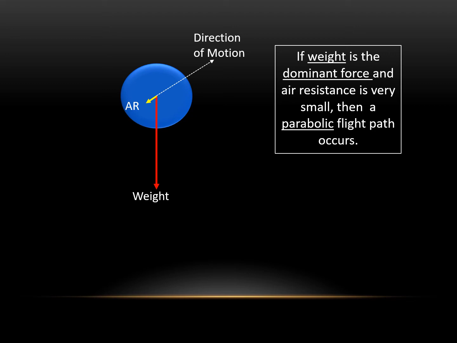So the diagram needs to have weight going down larger than, and have a very small air resistance. Okay, and it will create a parabolic flight path, like so.